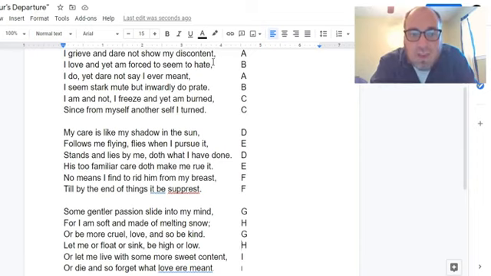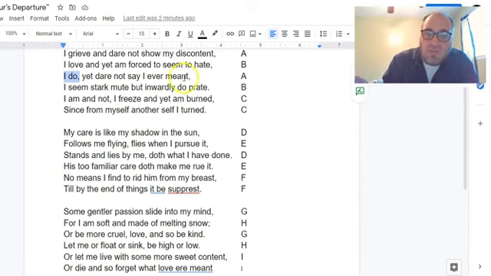I do, yet dare not say I ever meant. So she does love him, but she doesn't say that she ever felt that way. Also, I think this I do is important because that's a marriage vow, right? So clearly she's thinking about it. She would maybe like to marry this guy, but she dares not say she ever meant. You can see that tied in there.